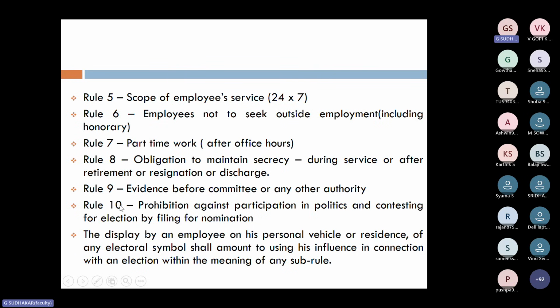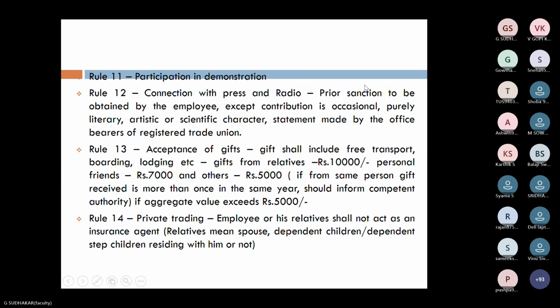Rule number 10. You have to remember the rule number and what it says. Rule number 11, participation in demonstration, connection with press and radio. Prior permission has to be obtained from the competent authority. This is very, very important. Almost every year this question has been asked.